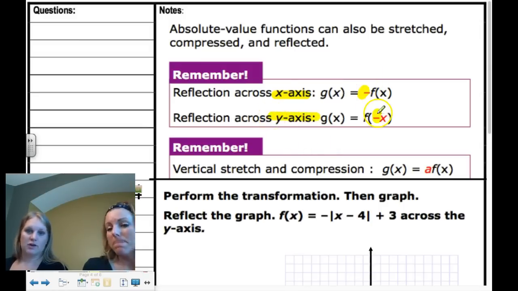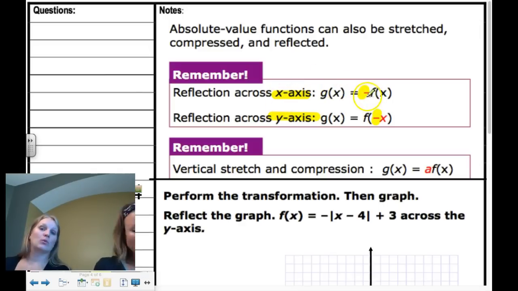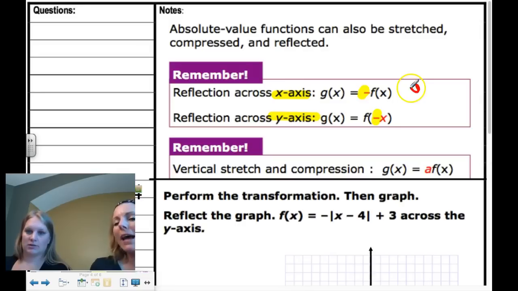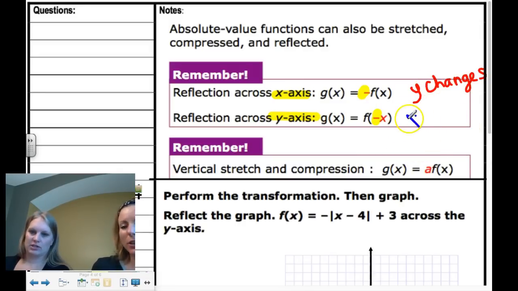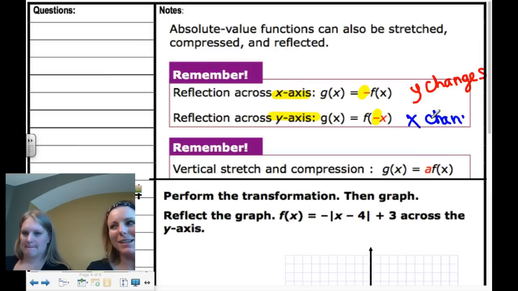If you notice the parent function, f of x, if you're reflecting over the x-axis, what changes? The negative goes on the outside. I want you to write a little note next to that: y changes. And when you reflect over the y-axis, the x changes. So it's kind of the opposite of what you think. When it says reflect across the x, don't think your x changes.